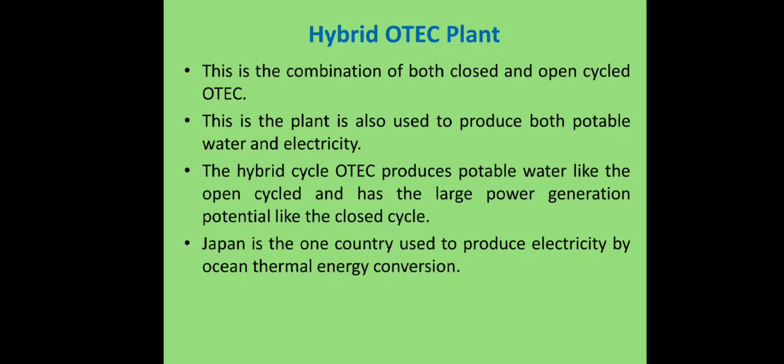The third one, hybrid OTEC plant. This is the combination of both closed and open cycle OTEC plants. This plant is also used to produce both potable water and electricity. The hybrid cycle OTEC produces potable water like the open cycle and has a large power generation potential like the closed cycle. Japan is one of the countries that produce electricity by ocean thermal energy plants, and we see the hybrid OTEC plant in the diagram.